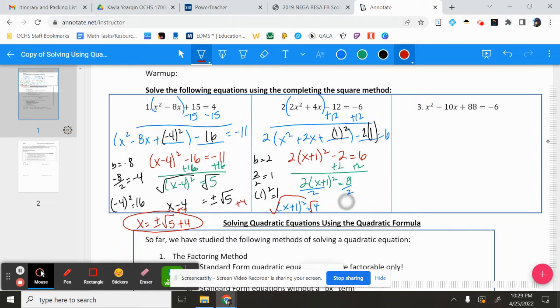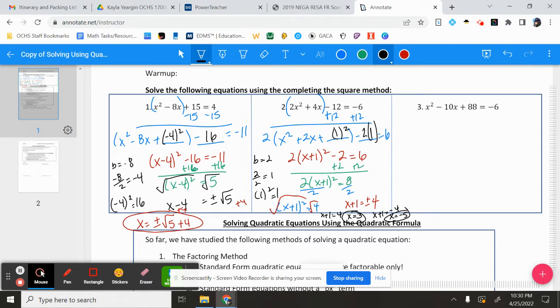And anytime I take a square root, I'm going to have a positive and a negative answer. So I'll have x plus 1 is equal to positive and negative 2. Please be careful not to put our final answer as x equals positive negative 5, because remember, x plus 1 equals 2 is going to solve to be x equals 1, and x plus 1 equals negative 2 will actually solve to equal negative 3.